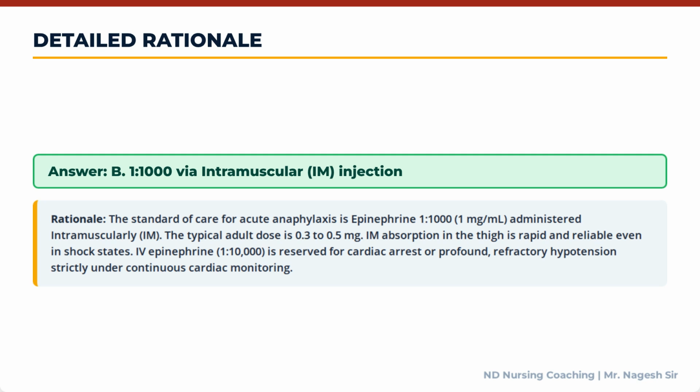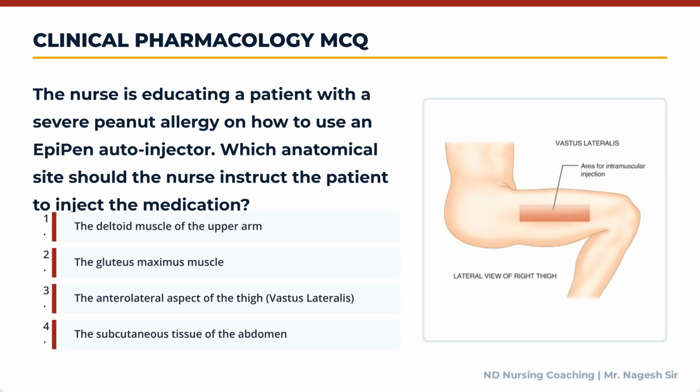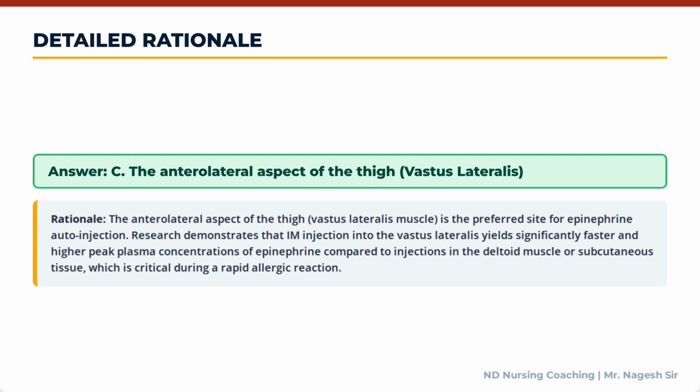A nurse is educating a patient with a severe allergy on how to use an EpiPen autoinjector. Which anatomical site should the nurse instruct the patient to inject the medication? The correct site is C, the anterolateral aspect of the thigh or the vastus lateralis muscle. IM injection here yields significantly faster and higher peak plasma concentrations of epinephrine.